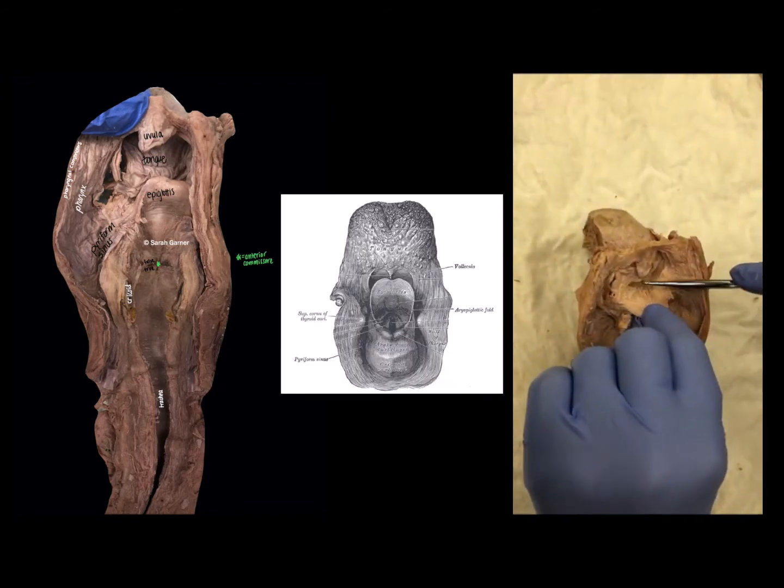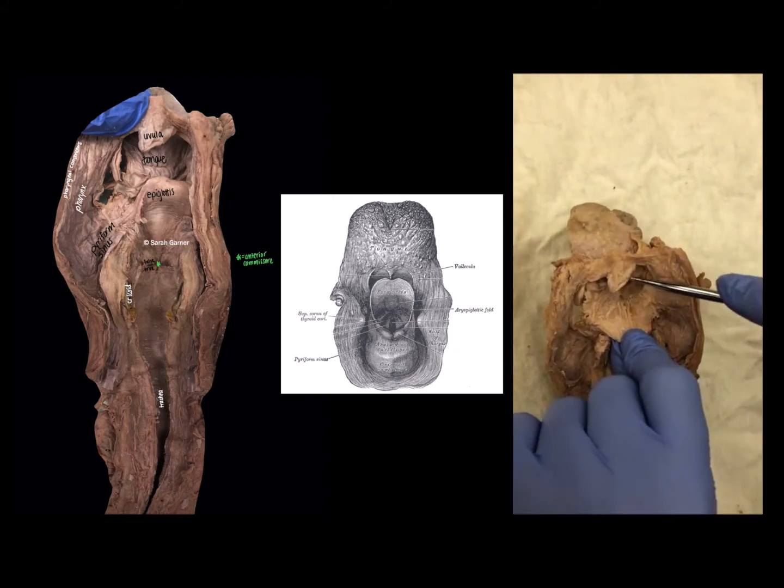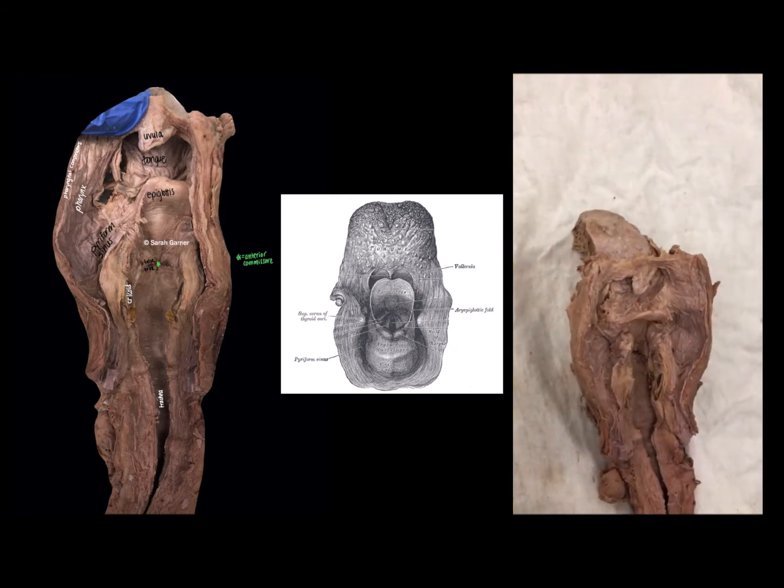And then last thing, you've got the vallecula again here. This is from the posterior view. So this is uvula, tongue, vallecula, right at the front of the epiglottis where it folds down.